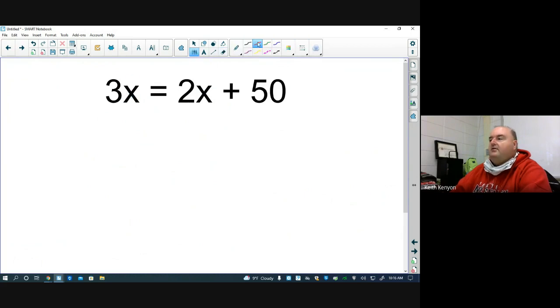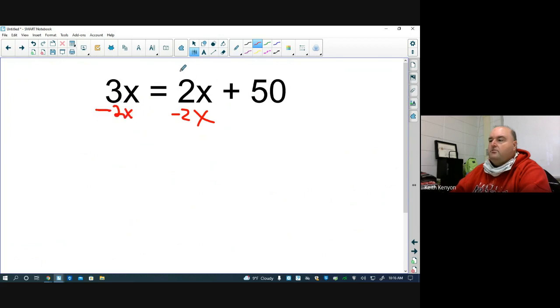So I'm going to move the 2x over to the other side. I'm going to try to get the x's over here, keep the numbers over here. In order to do that, I've got to do the opposite of what the number is. So in this case here, I have 2x. And if I want to move it over to this side here, since this is a positive 2x, I need to get rid of it. I'm going to subtract 2x on this side, and I'm going to subtract 2x on this side.